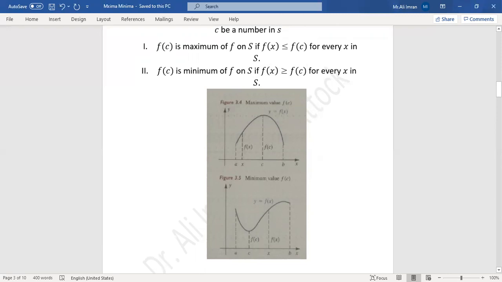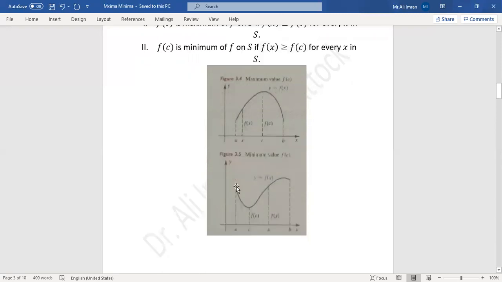Now we will consider the minimum value. Now consider the graph of function f of x. For a minimum value, you have to look around the deepest point of the graph. Now the deepest or lowest point is at c, equal to f of c. This is the lowest value of the function. This is called the minimum value of the function.